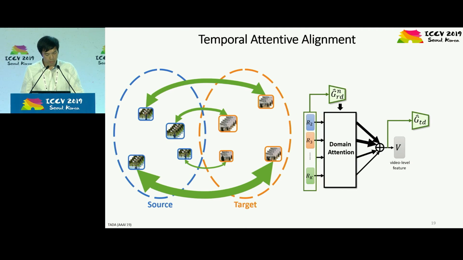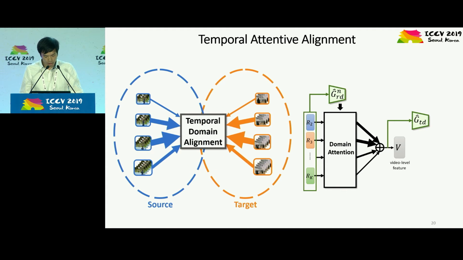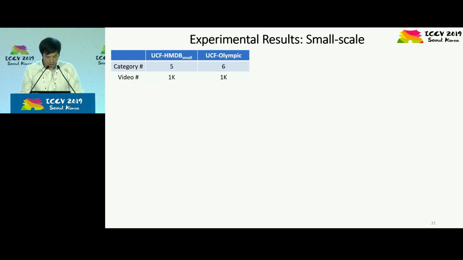To solve this, we propose the domain attention mechanism to assign all local features attention weights that are obtained from the domain discrepancy. In this way, we can focus more on aligning those which have a high contribution to the overall domain shift, achieving more effective domain alignment. For experiments, first we check the existing datasets.